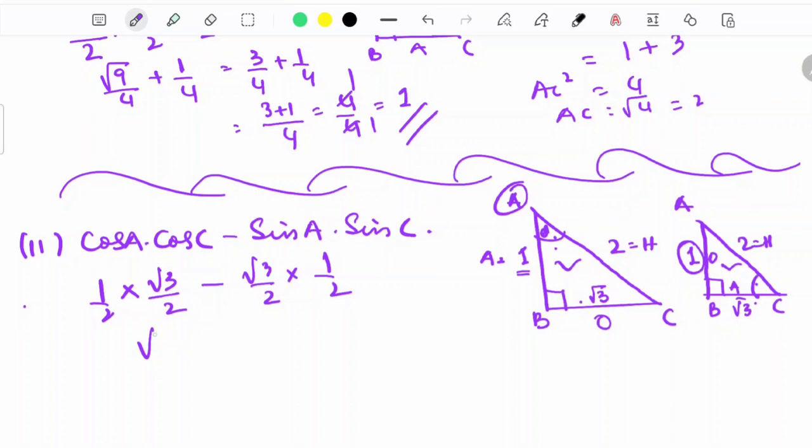So we'll be getting 1 into root 3 is root 3 over 4 minus root 3 into 1 is root 3 over 4. That gives me 0. So the answer is 0 for cos A into cos C minus sin A into sin C.